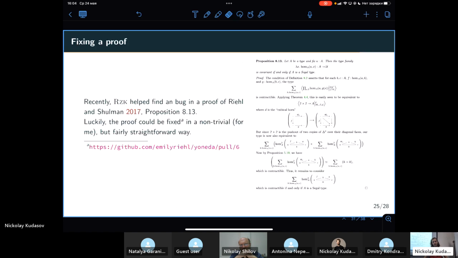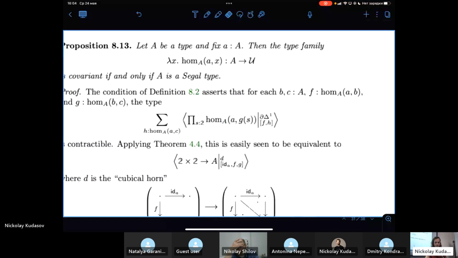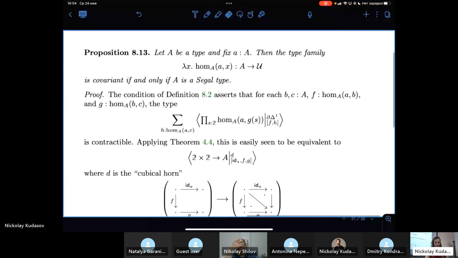Now, interestingly, perhaps most excitingly for me as the creator of the proof assistant, it actually helps find a bug in the original paper that the proof assistant is based on. So there's a proposition about covariant type families, and you don't have to care about the proposition very much, only to see that it is covariant if and only if A is a single type.